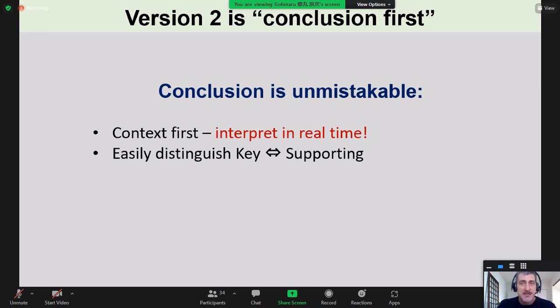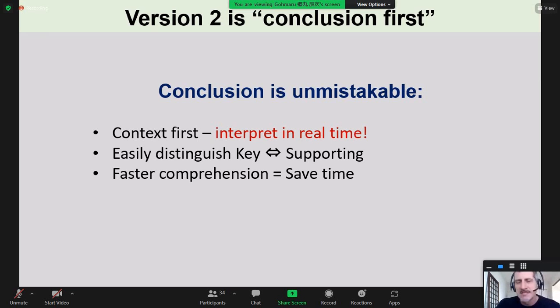It also allows us to distinguish between key information and supporting information if we already know the conclusion. We can recognize this is really important, this is just supporting information. And that we're not taking a bunch of notes about information we don't need to remember later.